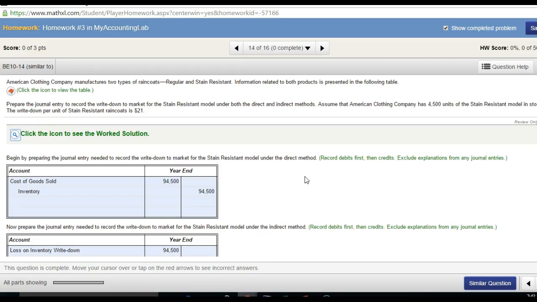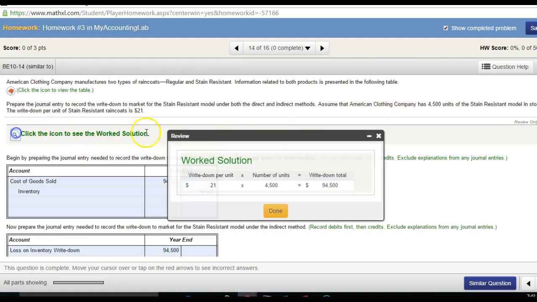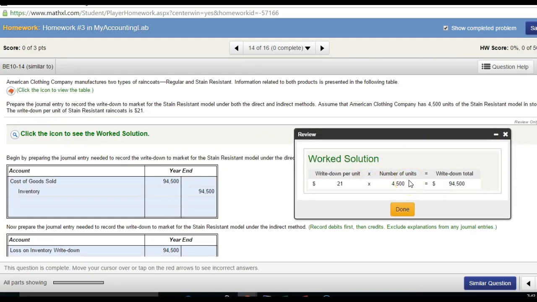Problem 14 on homework number 3 is a write-down method using both the direct method write-down journal entries and the indirect method. Prepare the journal entry to record the write-down to market for the stain-resistant model under the direct and indirect methods. Assume American Clothing Company has 4,500 units of stain-resistant model in stock. The write-down per unit of stain-resistant raincoats is $21. We're going to have to write down each unit of this inventory item by $21. So simply take the $21 times the 4,500 units, and that gives you a $94,500 write-down.